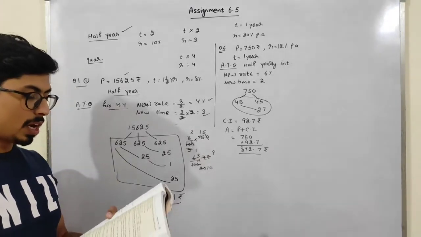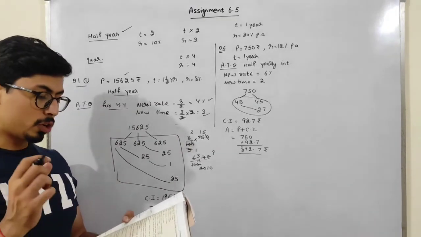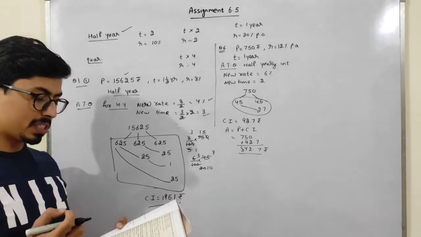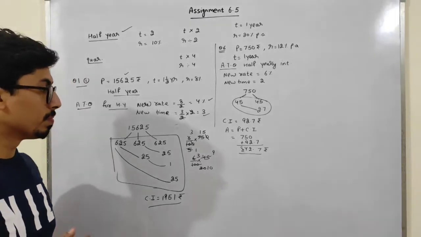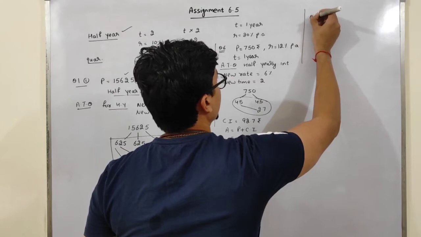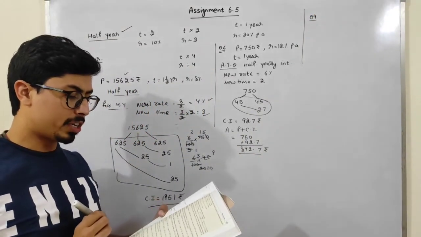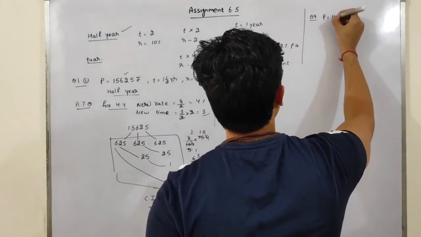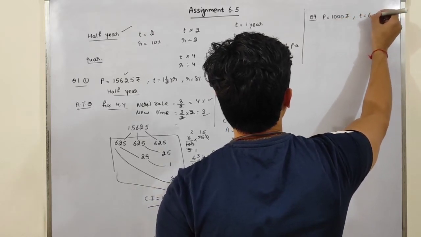842.7 rupees. Okay. Now students, question number 7 is same. Now see, question number 9 and question number 10 are based on quarterly. So I am discussing one of them. If I discuss question number 9, students, find the compound interest on 1000 rupees. Principal is 1000. Time is 6 months.